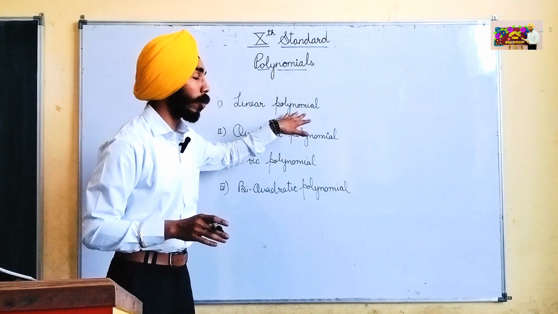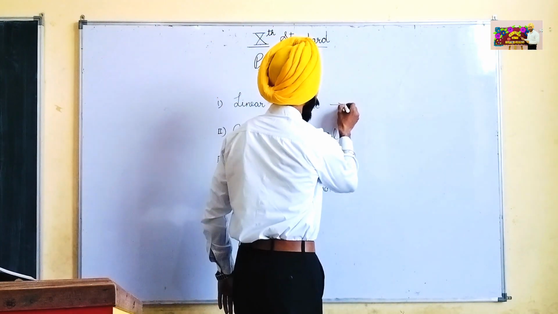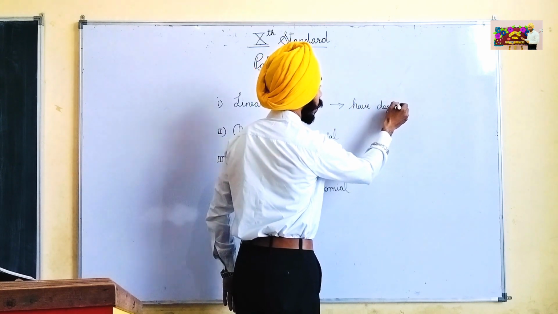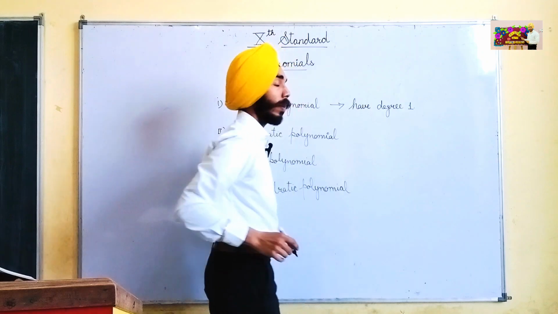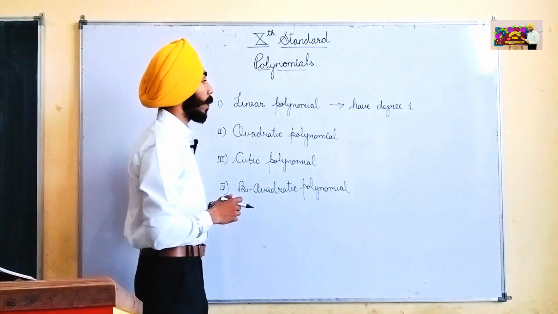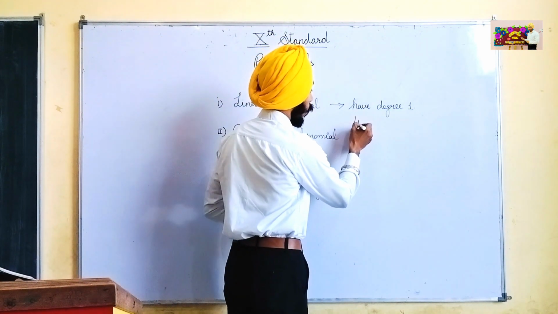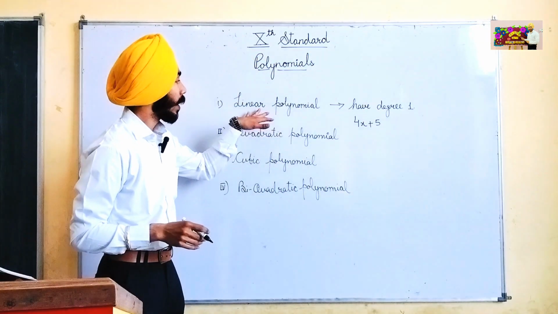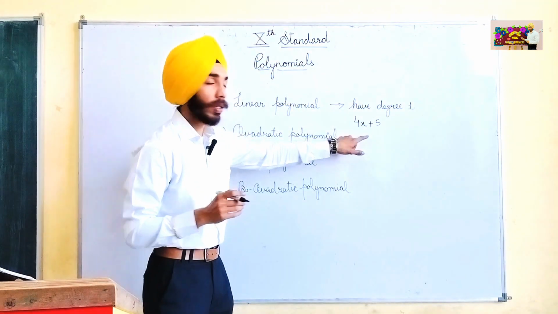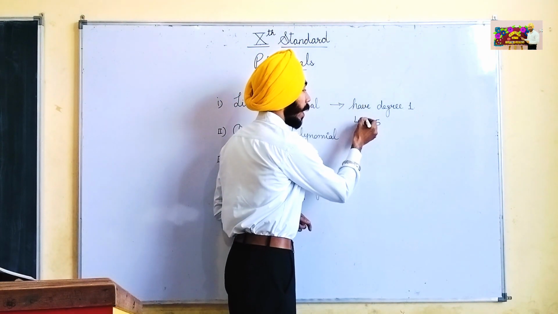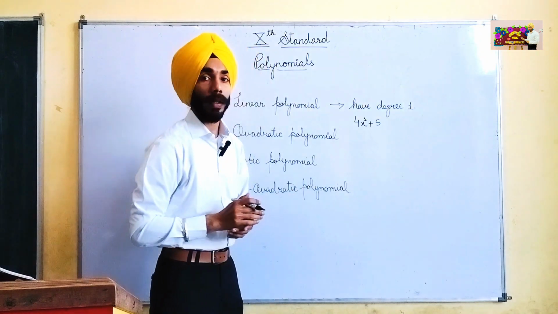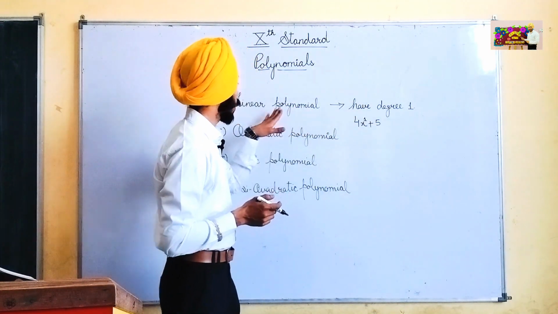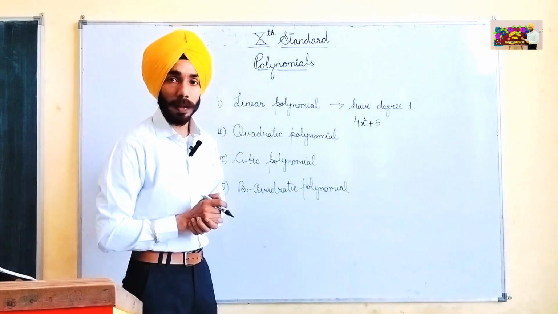First one is linear polynomial. It means this polynomial have degree 1. For example, 4x plus 5. This is linear polynomial because x variable has degree 1. Its power is 1. It means this polynomial is linear polynomial.